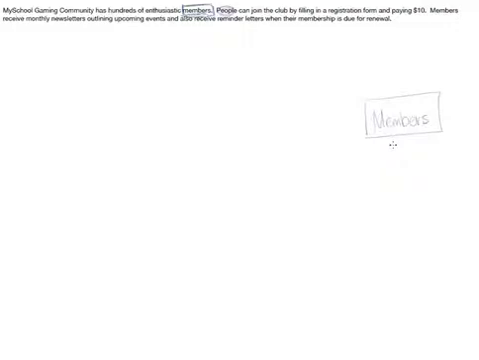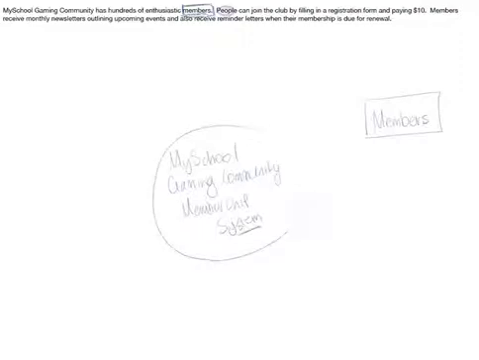So the first thing we need to do before we start drawing any of the vectors or any of the flows in and out of the system is to define our system, and we do that by giving our system a name. So MySchool gaming community membership system. And it's important to make sure that you call it a system because it lets people know exactly what it is, okay? And then we draw the boundary of the system.